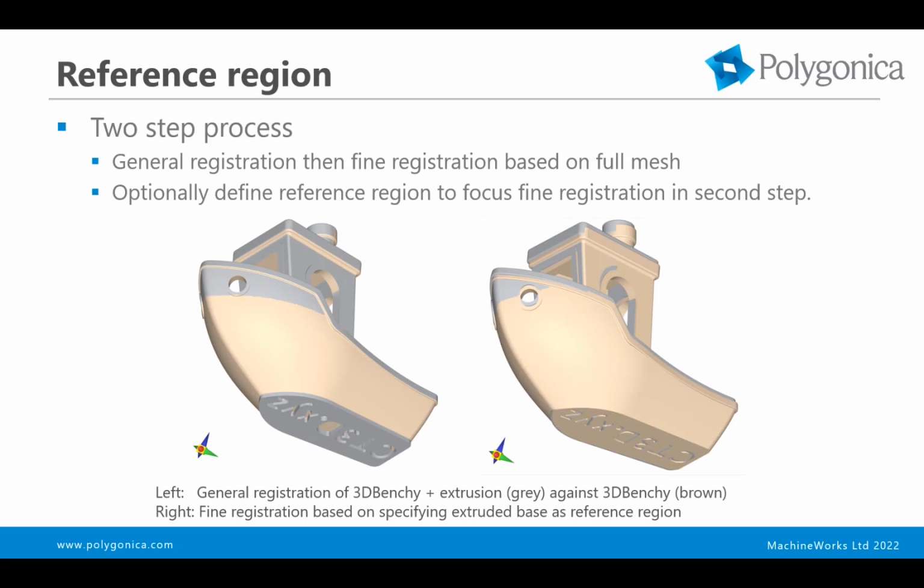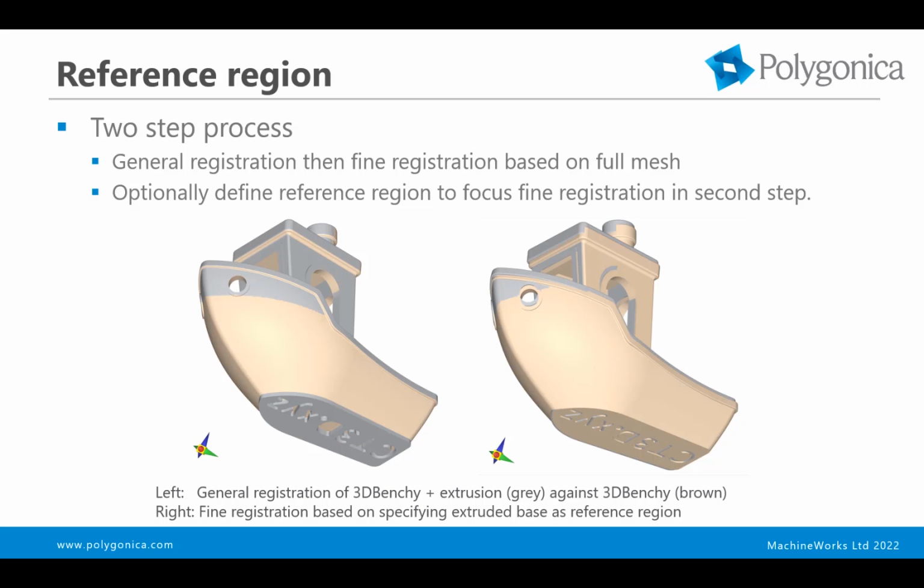So it's a two-step process. First, there's a quick registration done, which aligns the two models very roughly, well, not very roughly. And then that's followed by a fine registration, which tries to minimize the overall error. Both of those are based on the full mesh, but you can optionally define a reference region. And then in that second fine registration step, that will only focus on the reference region you've defined. So if there's a particular part of the model where you need a very accurate registration, then you can pass that into the API and it'll make sure that that's done properly for you.